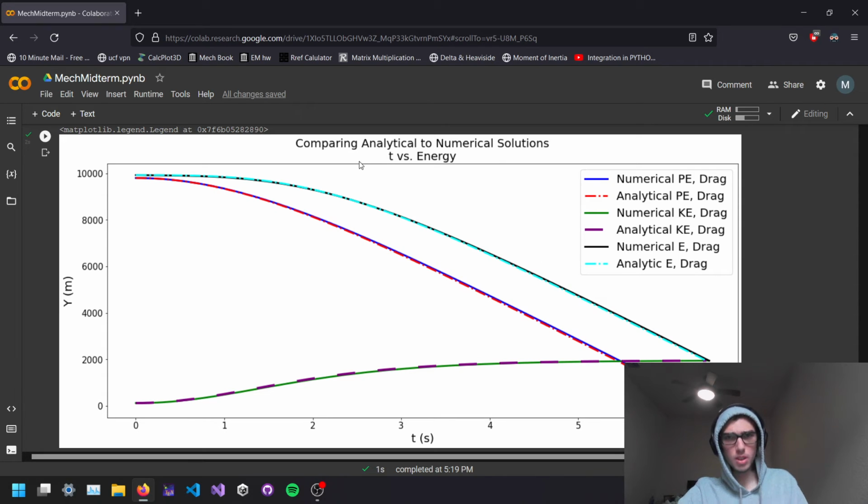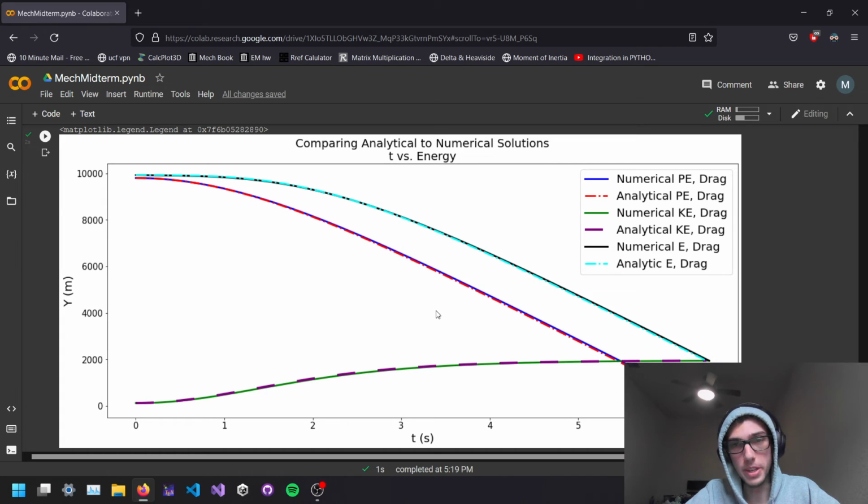So these two lines right here are our total mechanical energies. The cyan line is our analytical solution and the black line is our numerical solution, and they are very close together. And that follows with our potential energies here, where the red line is our analytical solution and the blue is our numerical. And then these purple and green lines here are our kinetic energies.